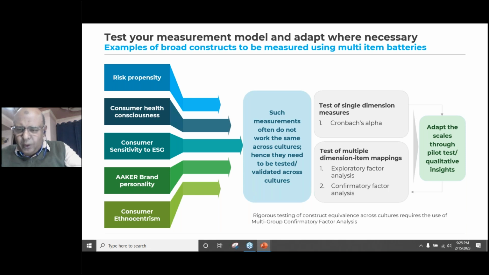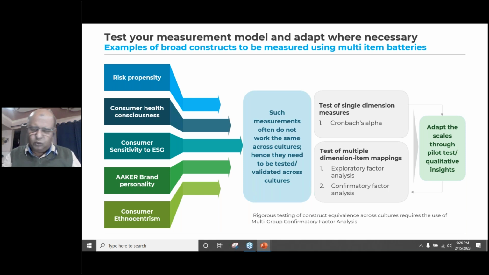Now, the way to avoid any surprises after data collection would be to adapt the scales initially through pilot testing and qualitative insights. So at least we have a range of items, some of which may drop off in the final analysis, but we are not short of items for capturing certain aspects of a construct, like consumer ethnocentrism in Japan vis-a-vis consumer ethnocentrism in Italy. What might work for Italy might not work for Japan.